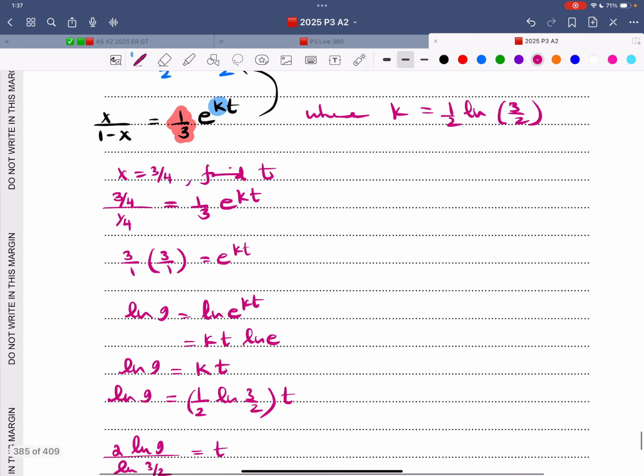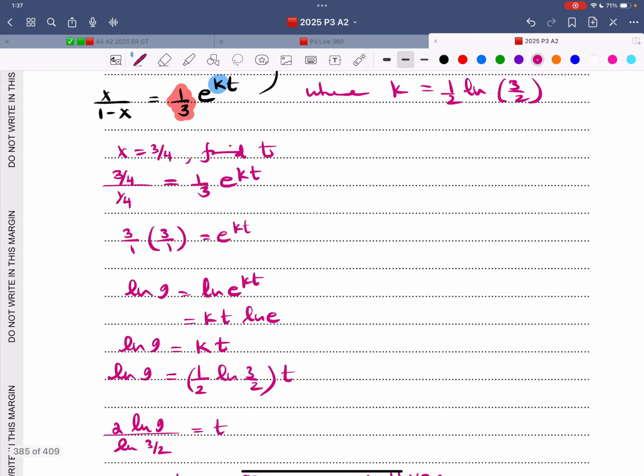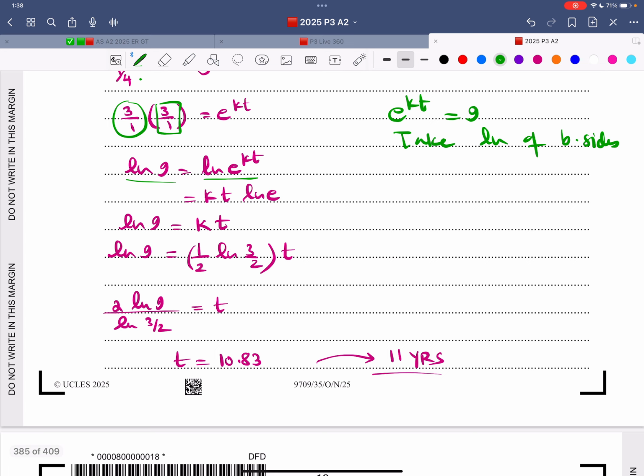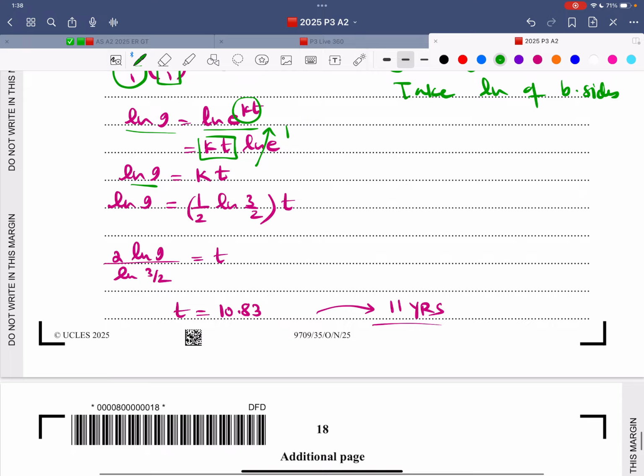And now substitute the values. Now you have to find the value of t when x is 3/4. So this is 3/4, 1 minus 3/4 is 1/4. This becomes 3. 1/3 taken to the other side becomes 3. So now e power kt is equal to 9. Take natural log of both sides. So ln e raised to the power of kt is ln 9. The kt comes down and multiplies. ln of e is 1. So ln 9 is kt.